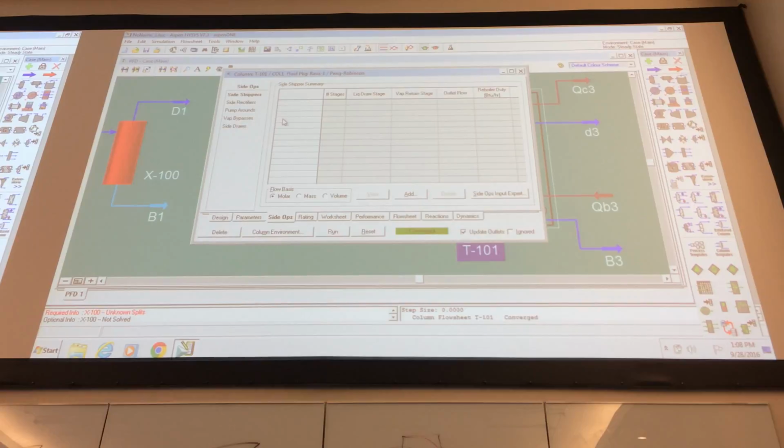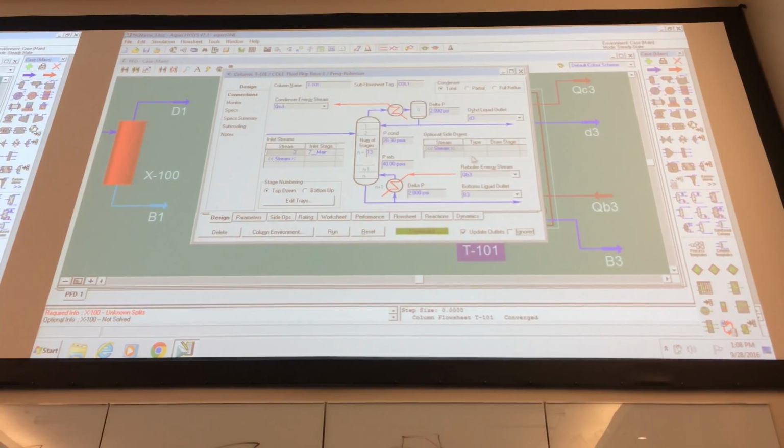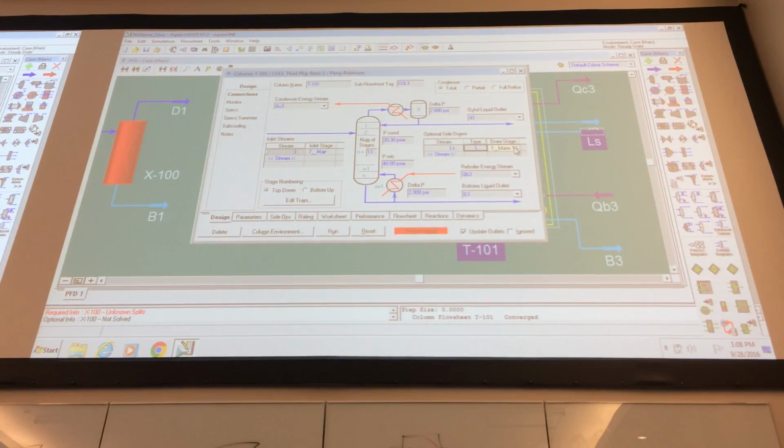What else? I don't think we're going to be doing any side operations. Multiple feeds and side streams, right? So let's just take a look at how easy it is to add multiple side streams. Let's say you were adding, I don't know, a liquid side stream. You effectively just come in here, add a liquid side stream, let's call it LS. Where does it come out? You have to tell HYSYS where it is coming out in your system. Where do you want to put it? At which tray? You just select your tray.